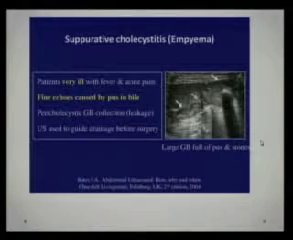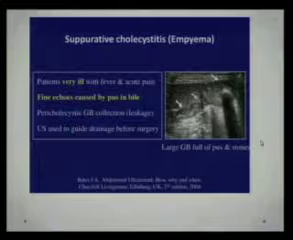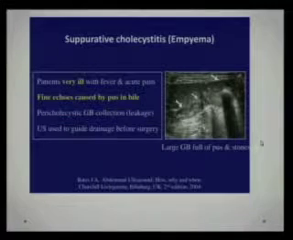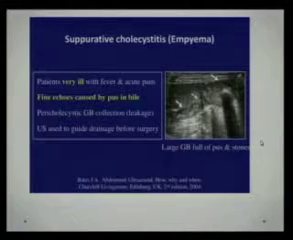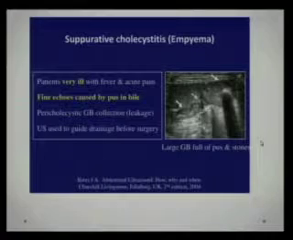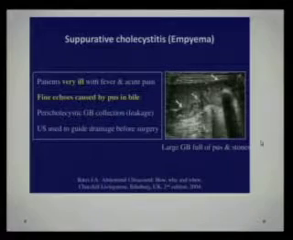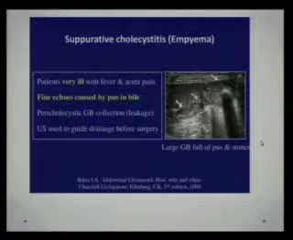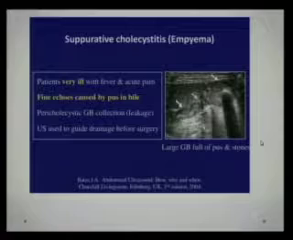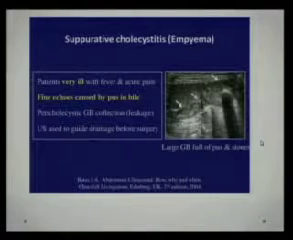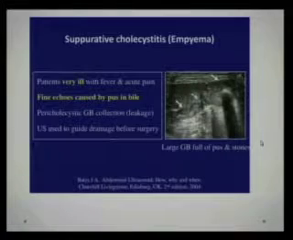So the first thing is suppurative cholecystitis. What is suppurative cholecystitis? It just means that the bile is not bile, it's pus, okay? The bile has been replaced by frank pus. Patients are very ill with fever and acute pain. There are fine echoes caused by the pus in the bile. Pericholecystic gallbladder collection may be seen adjacent to it because there may be abscesses surrounding the gallbladder, and you can use, of course, interventional radiology to drain it.